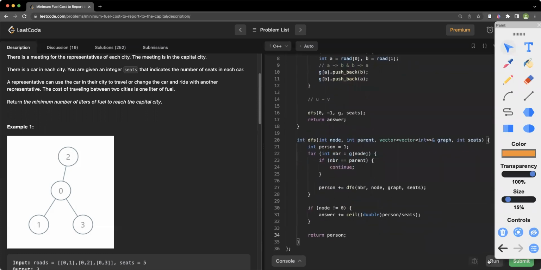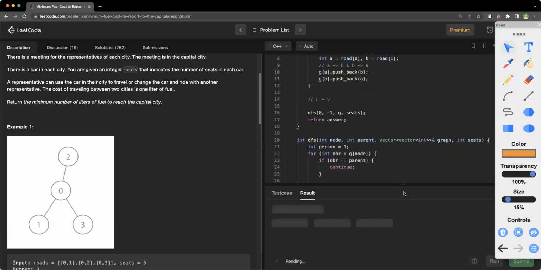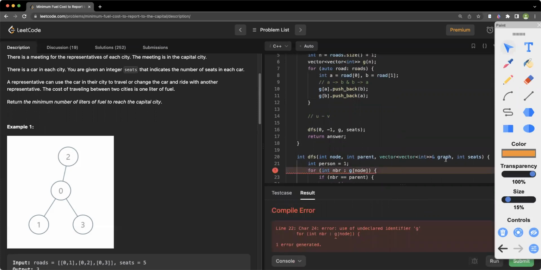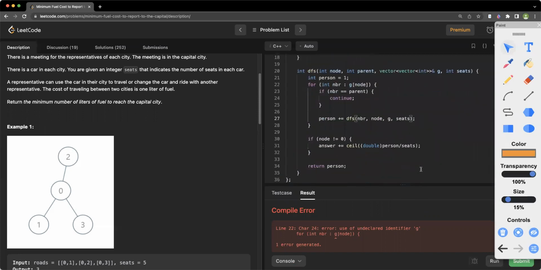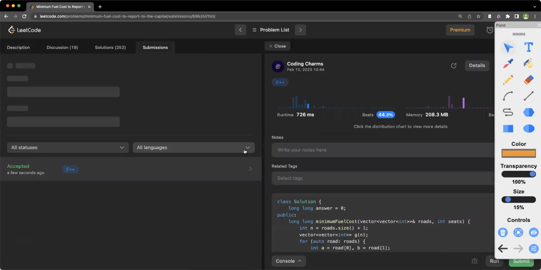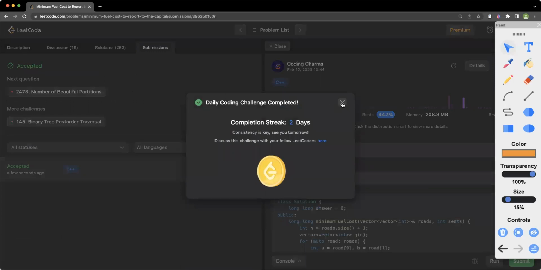Let us run the code. Let's see, it is G over here. Let's run the code. It passed all the sample test cases. Let us submit it. So it passed all the test cases.